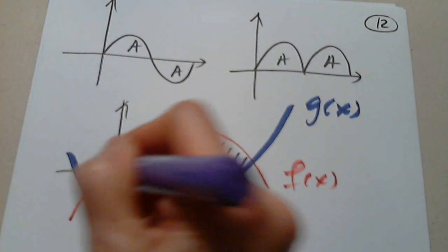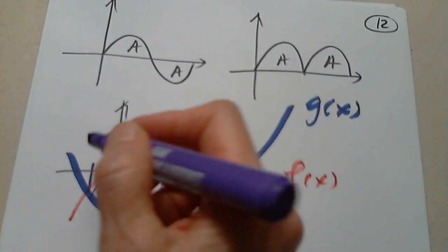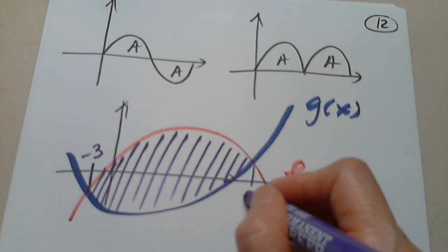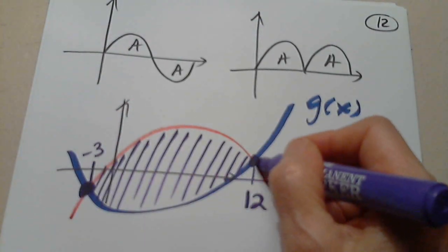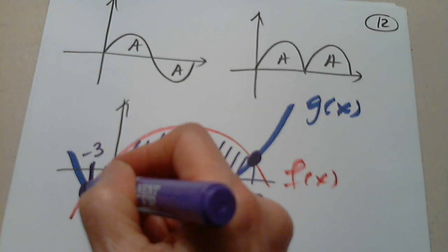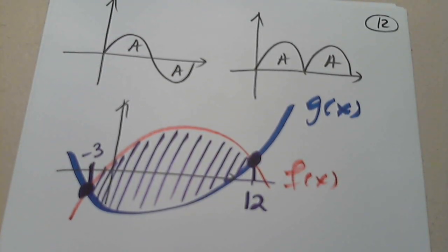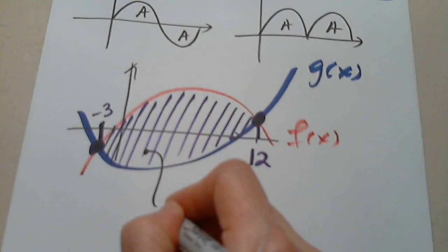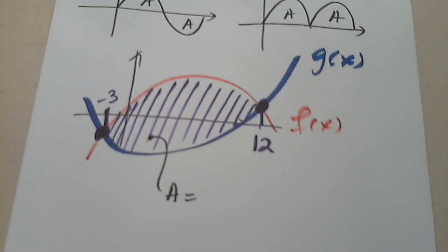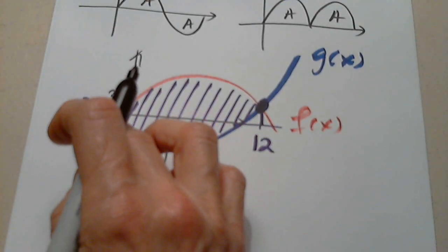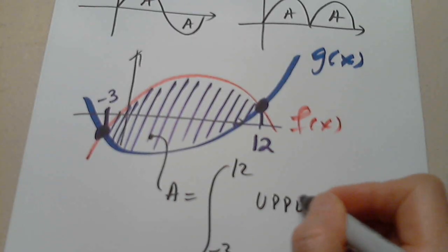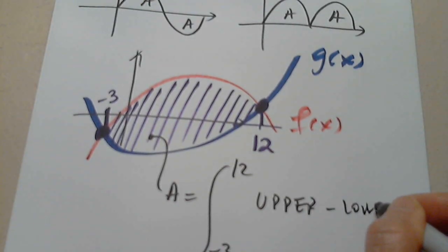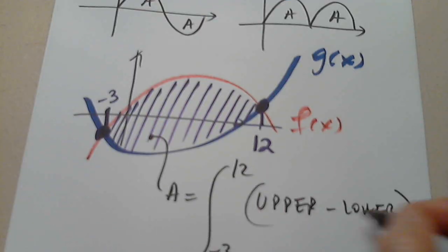And we have the limits. Let's say between -3 and 12. This intersection points, one is at -3, the other one is at 12. How do I determine this area? The enclosed area. This will be definitely the integral from -3 to 12 of the upper minus lower dx.